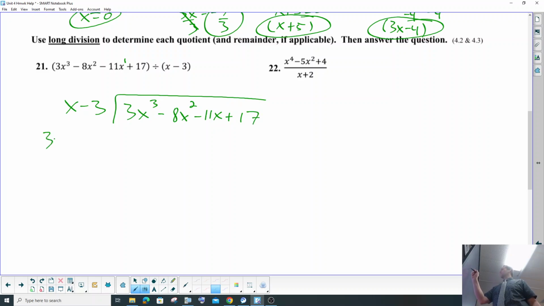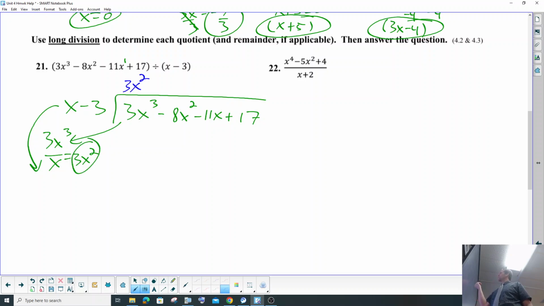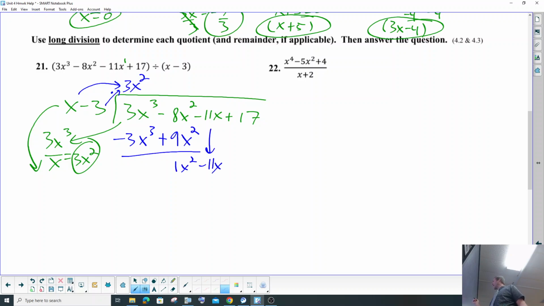So x, we take the 3x cubed and divide by x, right? And we get 3x squared. So 3x squared is going to be the first part of our answer. Then we multiply it through, and we get 3x to the third power, which is what we wanted. We want them to look identical so we can change the sign and cancel them out. Negative 3 times 3 is negative 9x squared. And then we change the signs. So 9 minus 8 is a 1x squared. Bring down the negative 11x.